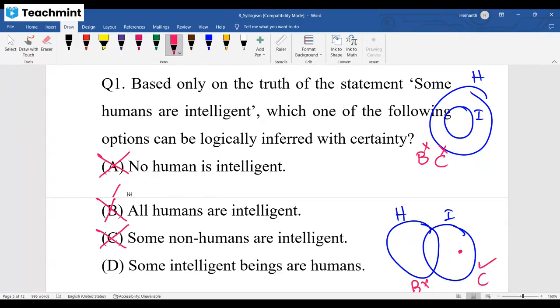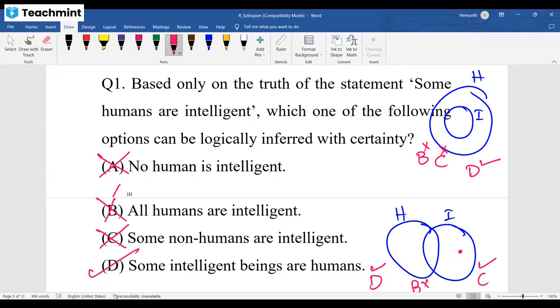Possibility. In the second diagram, the below diagram, it is satisfied. Possibility means one diagram satisfied is also okay. But which is correct now? Some intelligent are human. In the above diagram, all intelligent are human. When all is there, some can be taken. In every question that is going to be the case. When all is there, we can take some. So D is correct in both cases. Now, any doubt in this question, please?